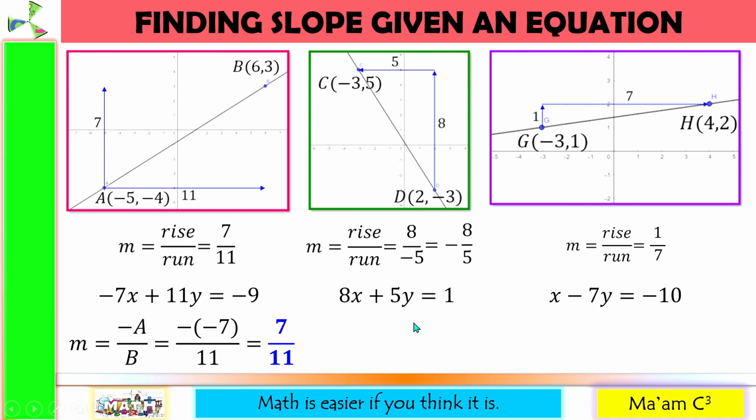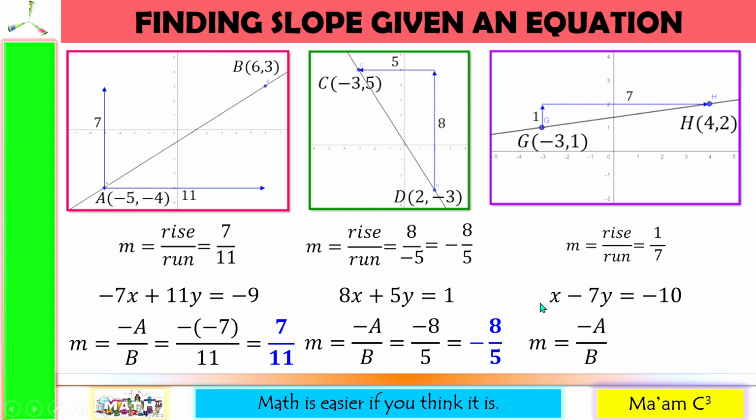Now in here, again the formula is slope equals negative a over b. Our a this time is 8, and the negative of 8 is negative 8. Our b is positive 5, so we have 5 for the denominator. Negative over positive is negative, so we have negative 8 over 5. Same answer.